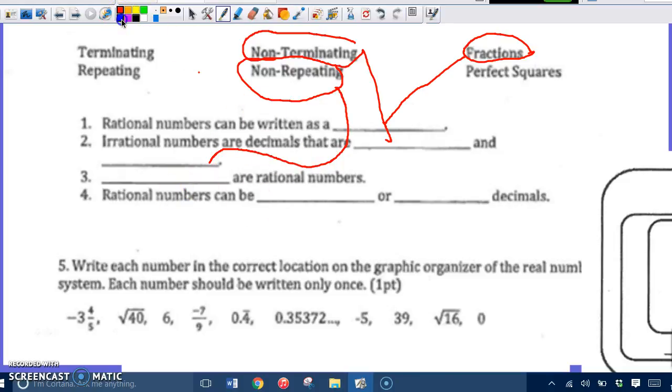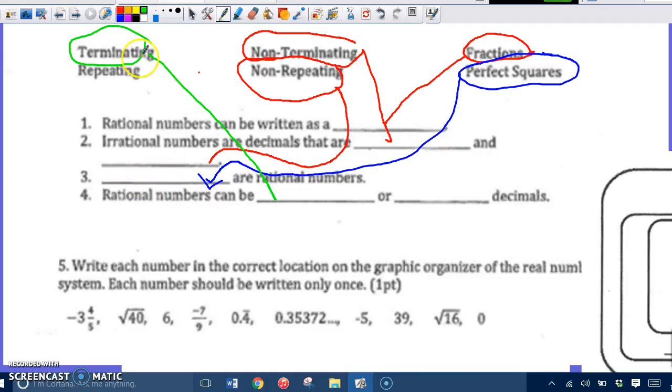Blank are rational numbers, okay? The best one for this blank would actually be perfect squares. Perfect squares, yes, are very rational numbers, okay? And then for our last part, here you go. Rational numbers can be terminating, and they can also repeat into a pattern.